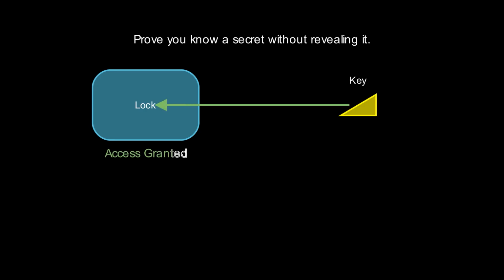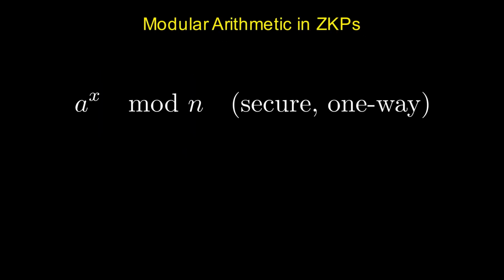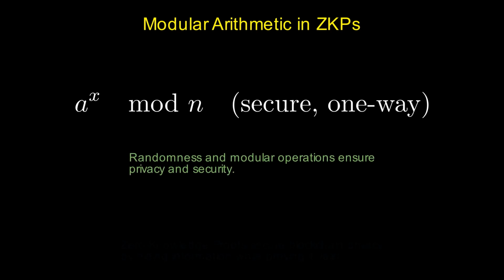Zero-knowledge proofs let someone prove they know a secret without revealing it. This concept, formalized by Shafi Goldwasser and others, uses modular arithmetic and randomness to ensure security and privacy. Imagine this. You need to prove you know the combination to a lock without revealing it. The math represents properties of your knowledge while keeping the information hidden.